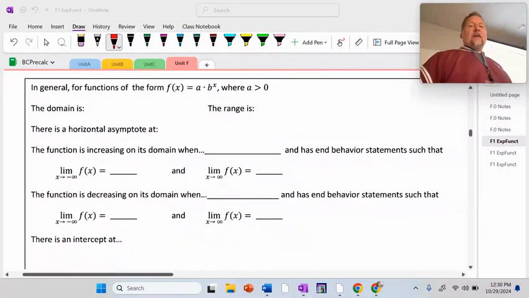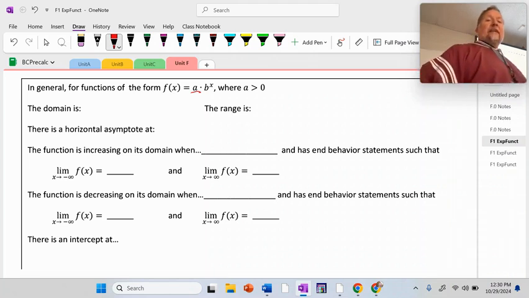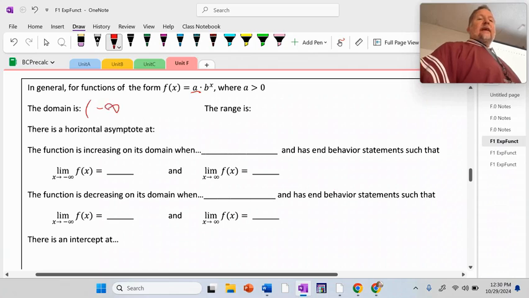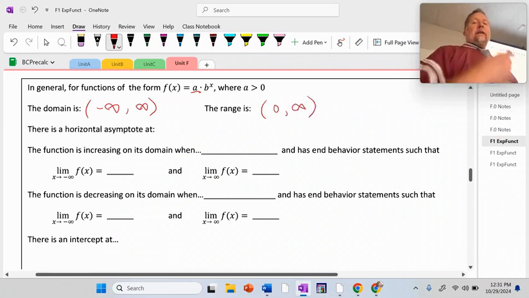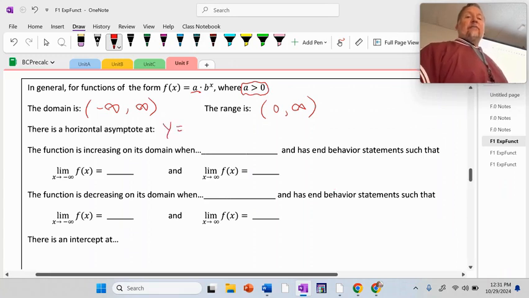Okay, now general. Now look at what we put here. A times B raised to the x. So we don't have any shifts. We're going to do that next soon, let's say. I think maybe tomorrow, but we'll see. And we're saying that A is positive, so we're not talking about any flips over the x-axis yet. Just the general A times B raised to the x format. So if there are no shifts, up or down, then y equals 0 is for sure the asymptote.